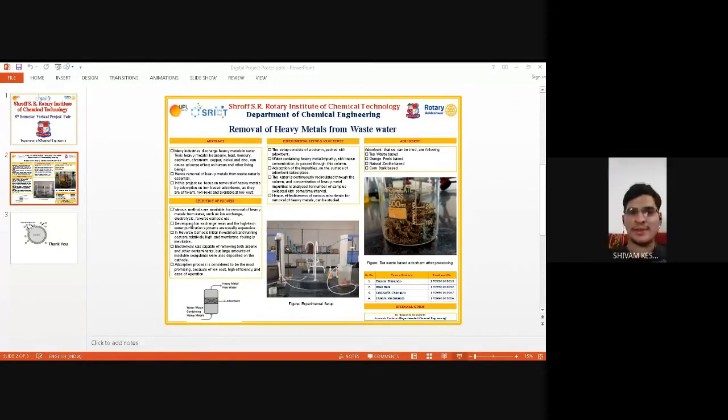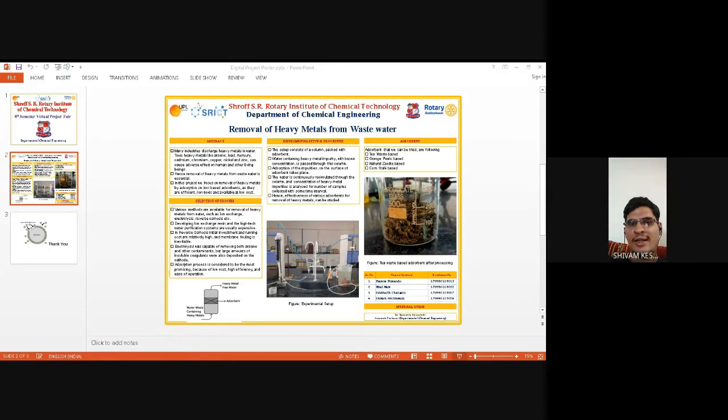Hello, myself Shivam. Selection of process. There are various methods for removal of heavy metals from wastewater, like ion exchange, electrolysis, reverse osmosis, and adsorption. But we chose the adsorption process because of low cost, less time, and high efficiency. It is promising and suitable for us compared to other processes.